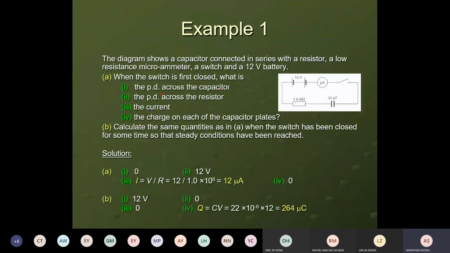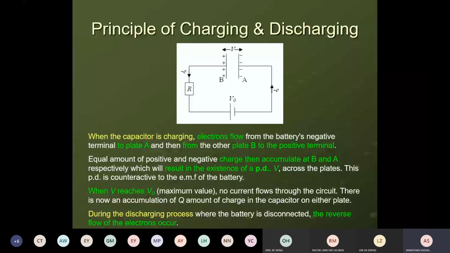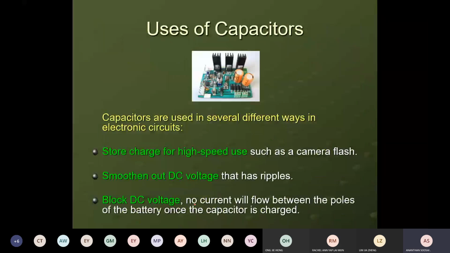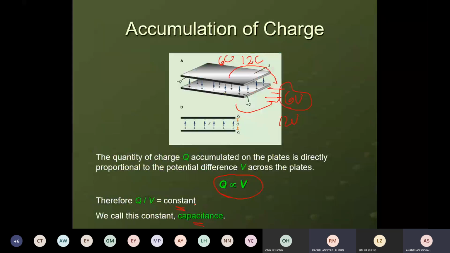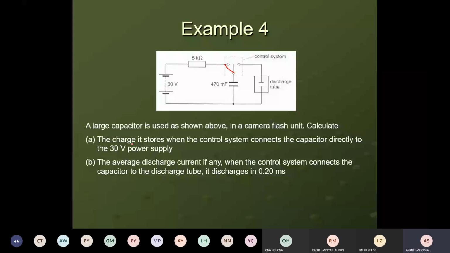So you have to explain this mechanism. When the capacitor is charging, electrons flow from what to what, and which plate becomes positive, resulting in the existence of a potential difference, or voltage. When V reaches V0, the current becomes 0 and the capacitor is completely charged. So that's the answer you're supposed to explain for this first question.